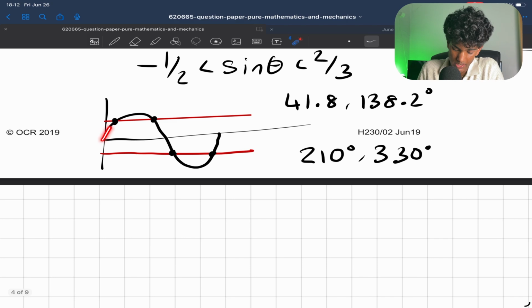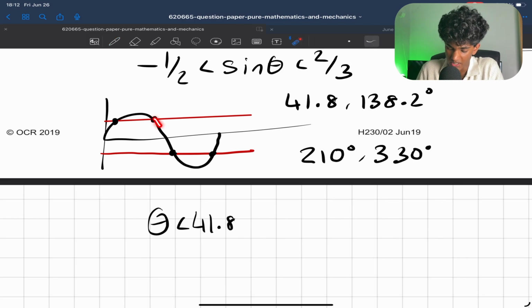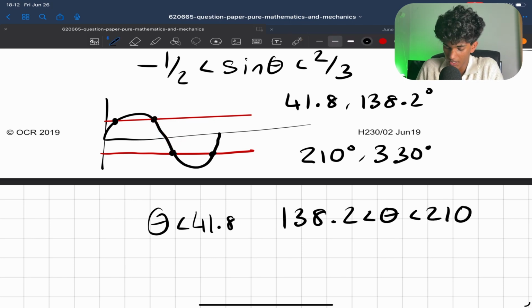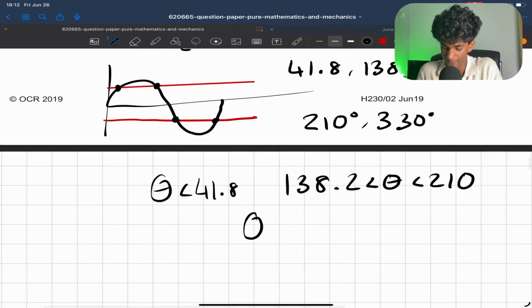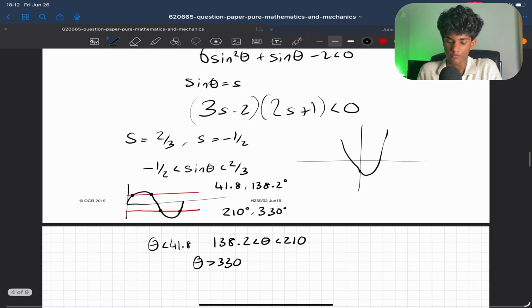Remember, we want these bits, the bits in between the lines. So this bit is going to be theta is less than 41.8. Let's write that there. Theta is less than 41.8. This bit is going to be 138.2 is less than theta is less than 210. And this bit here is going to be theta is greater than 330. And that is all you need to do for that problem.